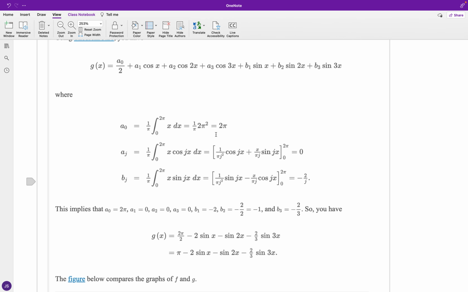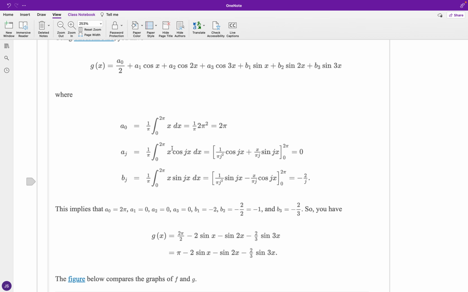And then we have the subscripted a coefficients. All of these are going to be negligible thanks to the integral regarding a sub j. But now for b sub j, we have negative 2 over j. So b sub 1 will be negative 2 over 1. B sub 2, we have negative 2 over 2, which is negative 1. And b sub 3 is going to be negative 2/3.